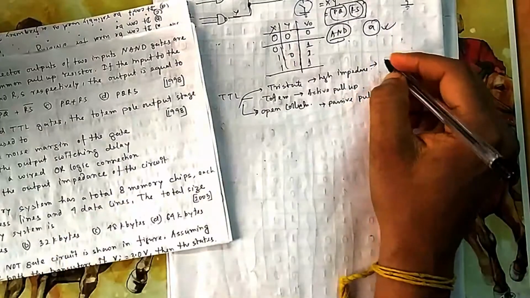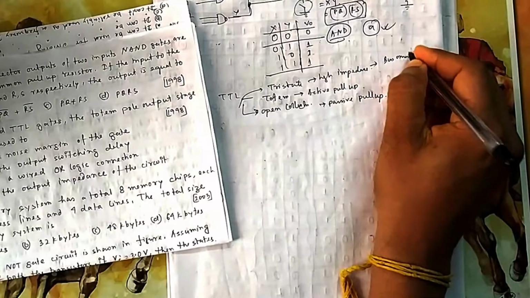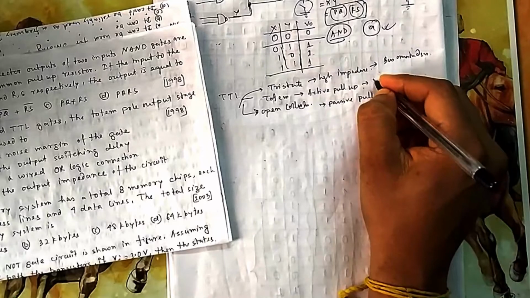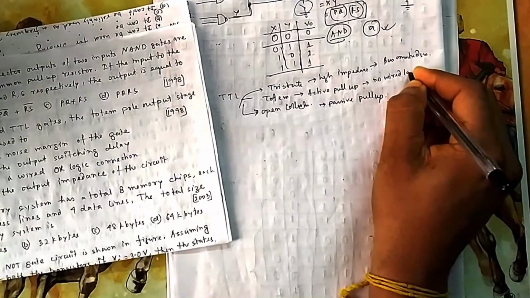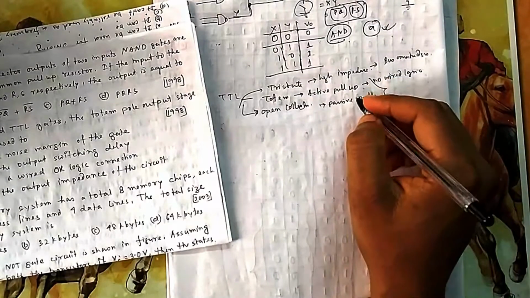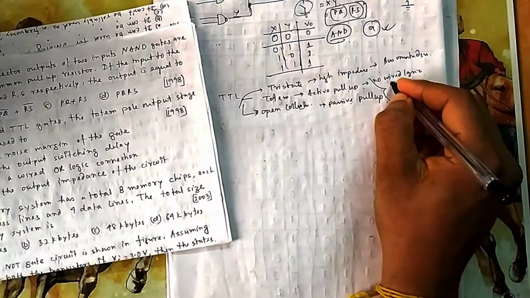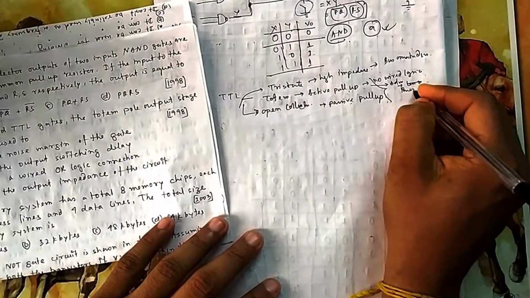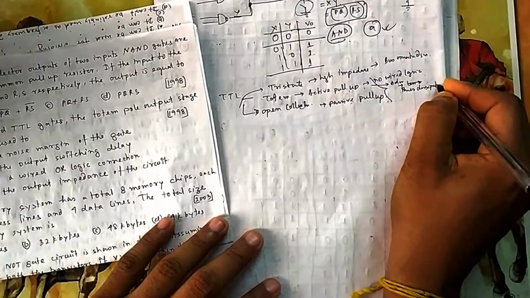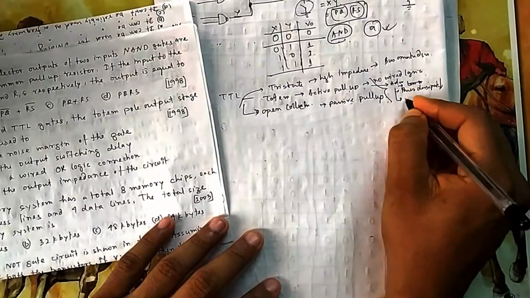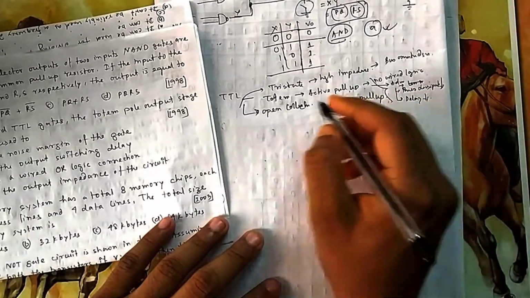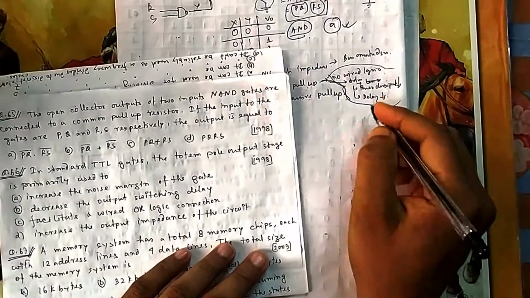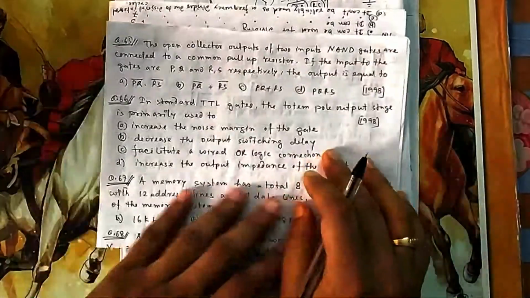Tri-state is a bus-oriented system, and totem pole generally has no wired logic. What is the advantage of totem pole over open collector? I am writing: reduced power dissipation. Power dissipation is less, so efficiency will be high, and delay is less, so it will be very fast. So you remember this totem pole: no wired logic, power dissipation is low, delay is low, which means your speed will be high.